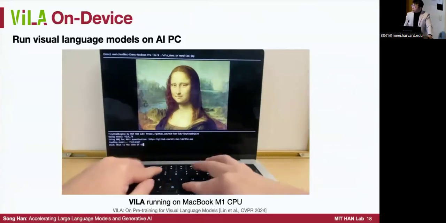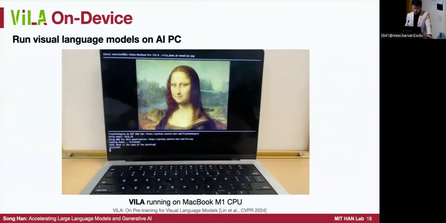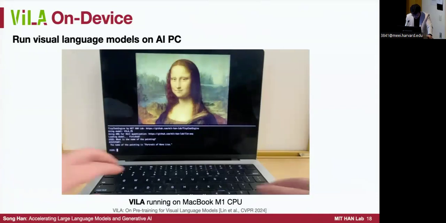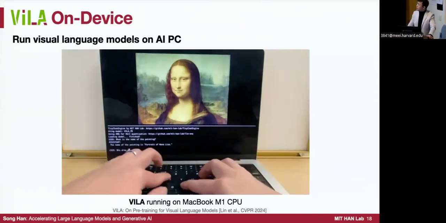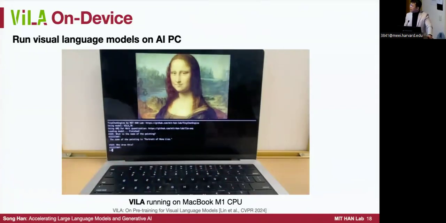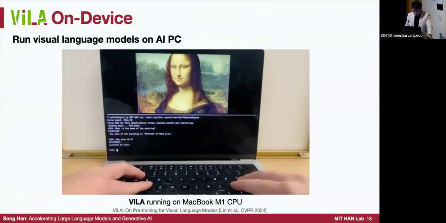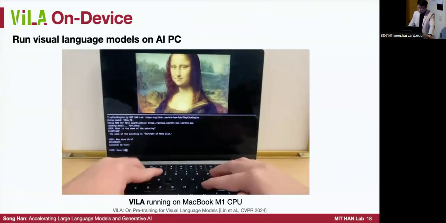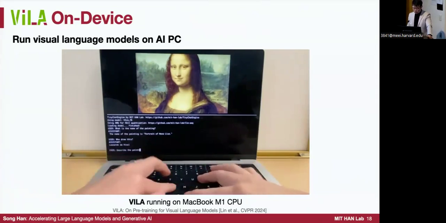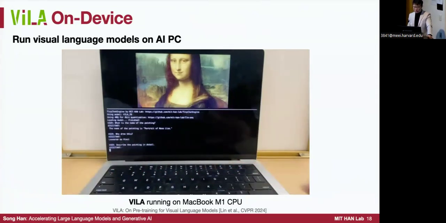And again, thanks to TinyChat, this VILA visual language model can run on just an M1 MacBook CPU. For example, here we can ask what is the name of the painting. It says it's portrait of Mona Lisa. And who drew this? It says Leonardo da Vinci. So you can just use your laptop to run this 7 billion parameter visual language model.